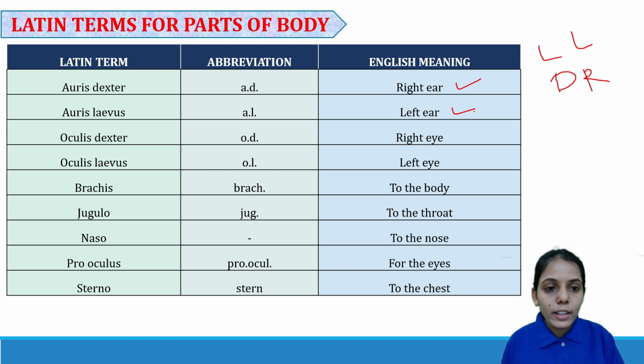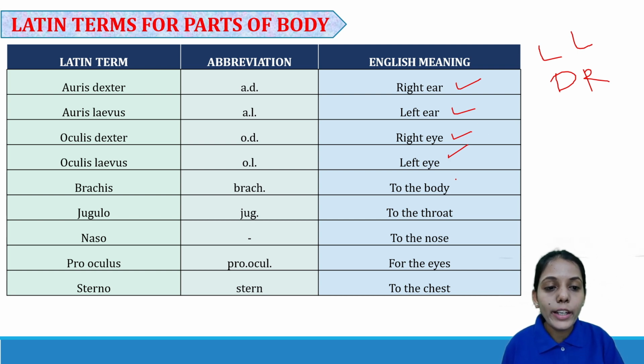Oculus, that is eye. And dexter means right, so it will be right eye. Remember, oculus means eye, dexter means right. Oculus levis means left eye. Ocular, oculus is related to eyes.